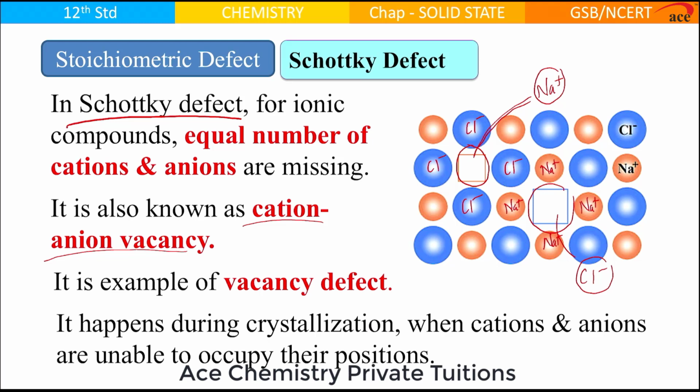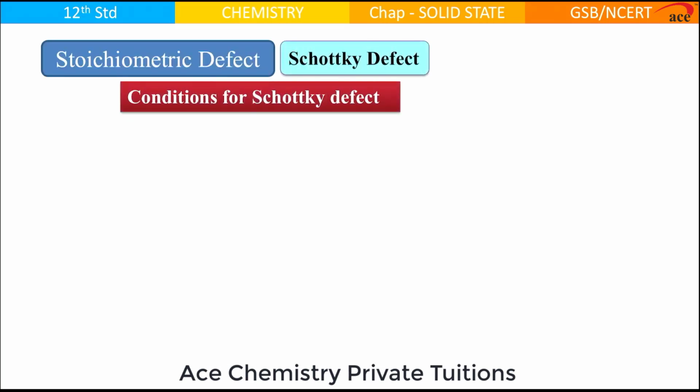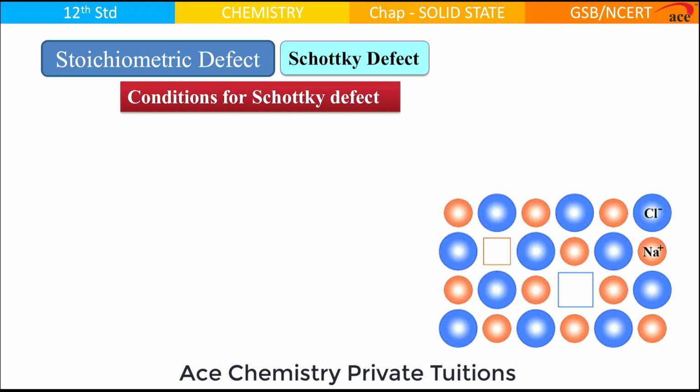So for us, Schottky defect is that defect found in ionic solids where cations and anions are missing and they are equal in number, and this usually happens during crystallization. Now, what are the conditions for successful Schottky defect? These are favorable conditions of Schottky defect, but Schottky defect can happen otherwise also.